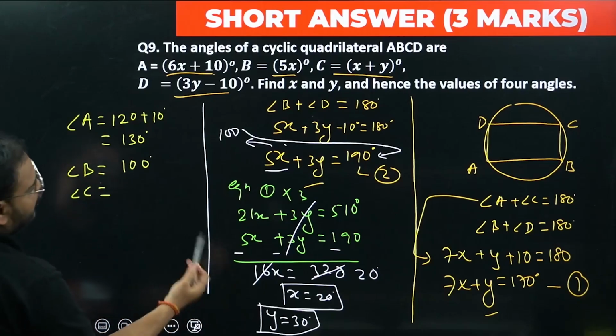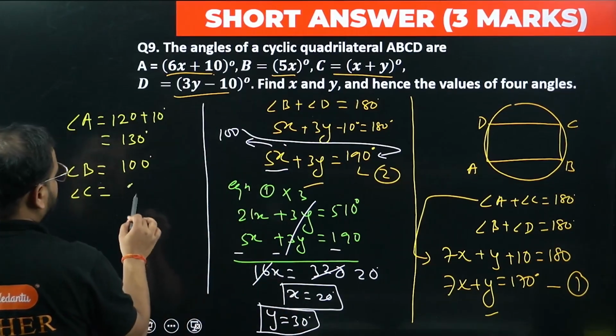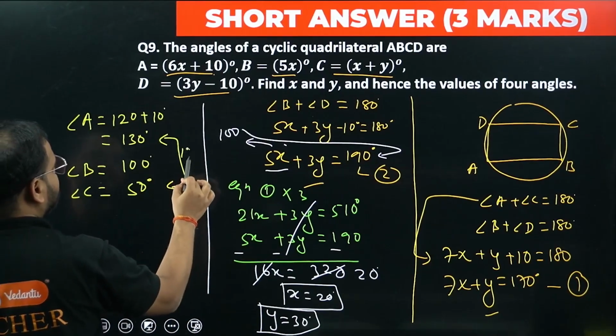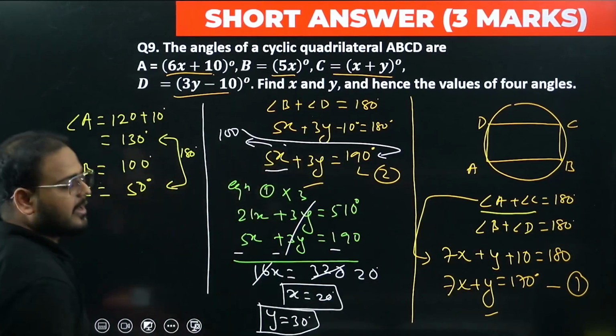A plus C. If you want, you can check from here also. X plus Y. So how much is it? 50. 30 plus 20 is 50. Verify it. Sum of these two is how much? It has to be 180 degrees. A plus C is how much? 180 degrees. Correct? So 180 degrees.